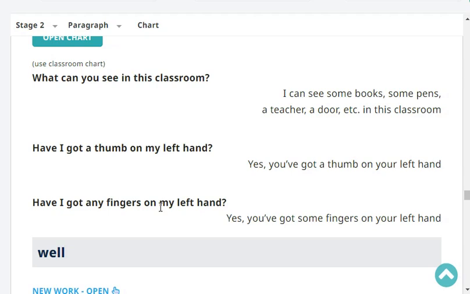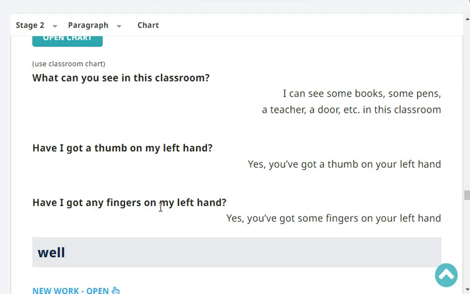In that classroom. Where have I got a thumb on my left hand? Have I got a thumb on my left hand? Yes, you've got a thumb. Yes, you've got a thumb on your left hand.